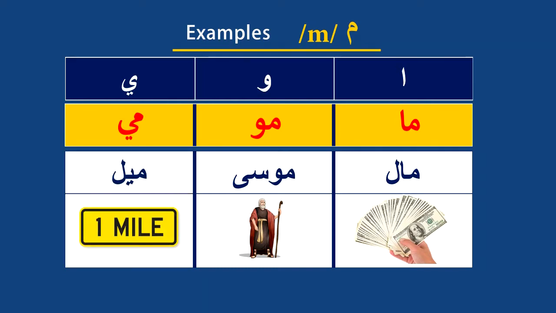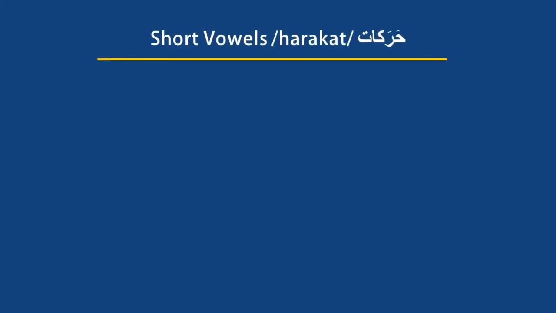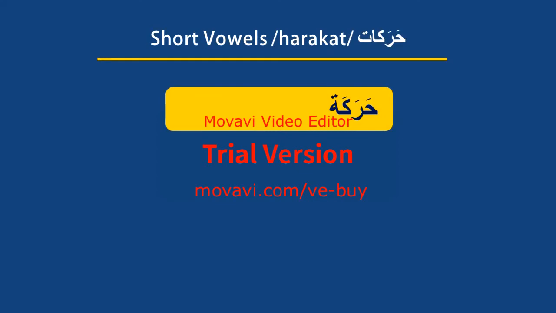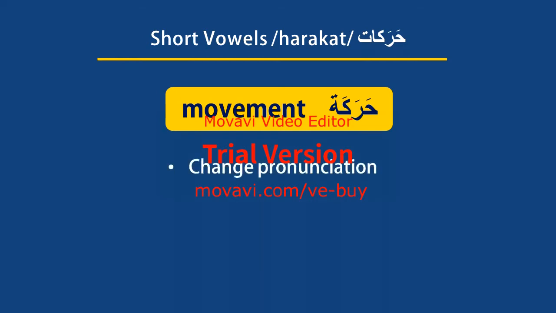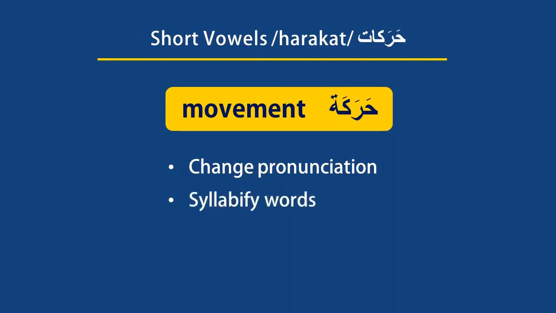Short vowels, or what we call harakat. The short vowels are harakat in Arabic. Harakat is the plural of haraka. In English, haraka means movement. The mission of a haraka here is to move a letter, which means it changes the status of a letter from one pronunciation to another. Harakat also help in the syllabification of letters and make the pronunciation smooth.